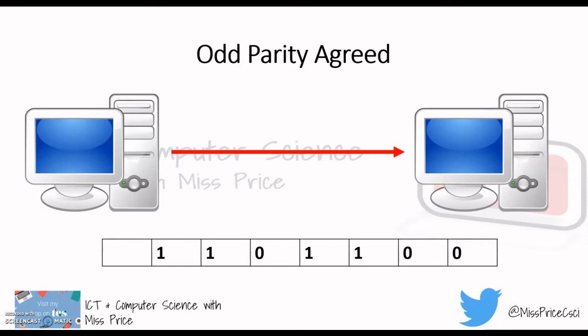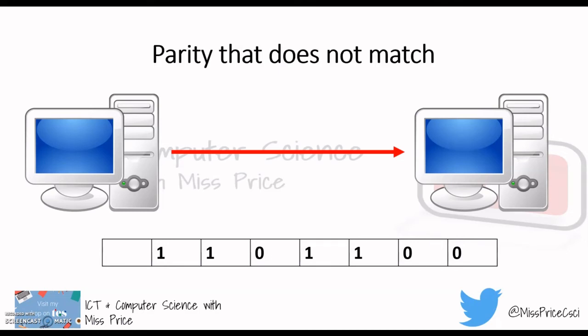Here is an odd parity agreement. You can see there are at the moment 4 number ones in here, so that would be at the moment even. And we would put 1 in there to make it an odd agreement, which is very simple.